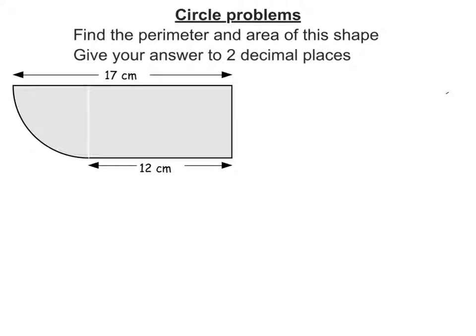In this video we're going to work out the perimeter and area of this shape. Now the perimeter is the distance around the outside of the shape. So we've got to work out all these different sides. So let's work out some of the basic ones.